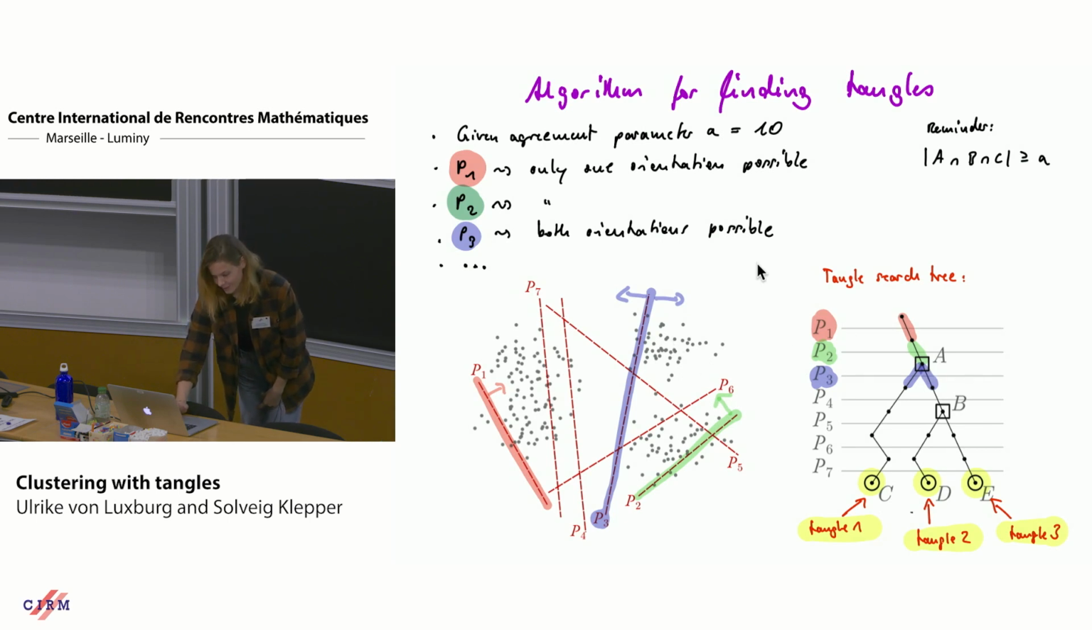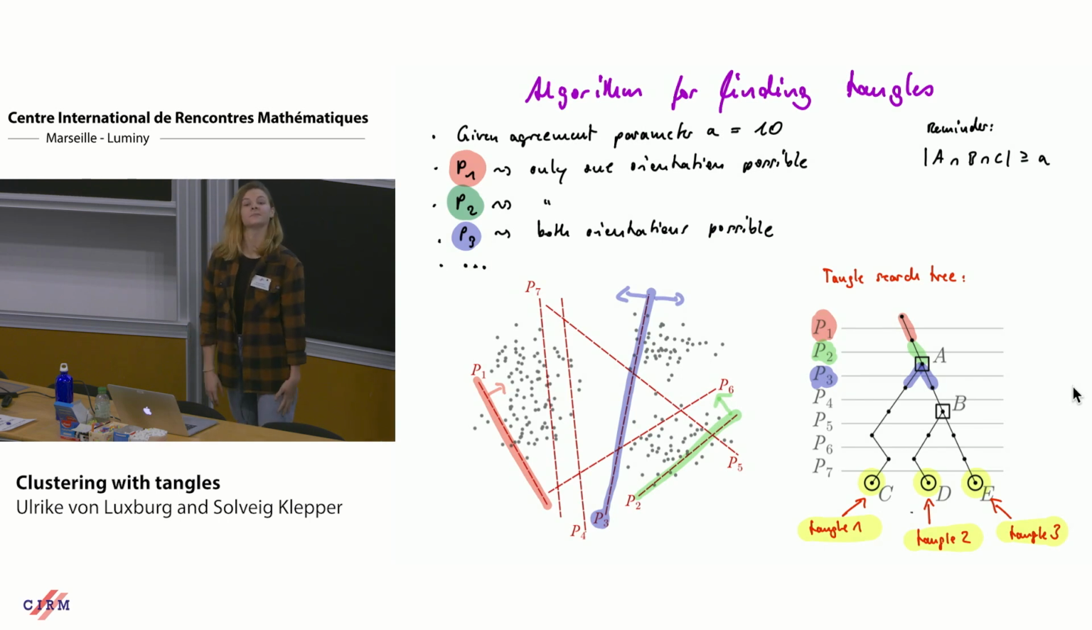Now, cut 3 is a little more interesting, as there are many points for both orientations. So taking the intersection of P1 pointing upwards, P2 pointing upwards, and P3 pointing to the left is consistent, has more than 10 points, and we can add this path. It's corresponding to this direction, and it holds for the other side as well. Taking the intersection of the 3 cuts is consistent, and we add this branch in the tree.